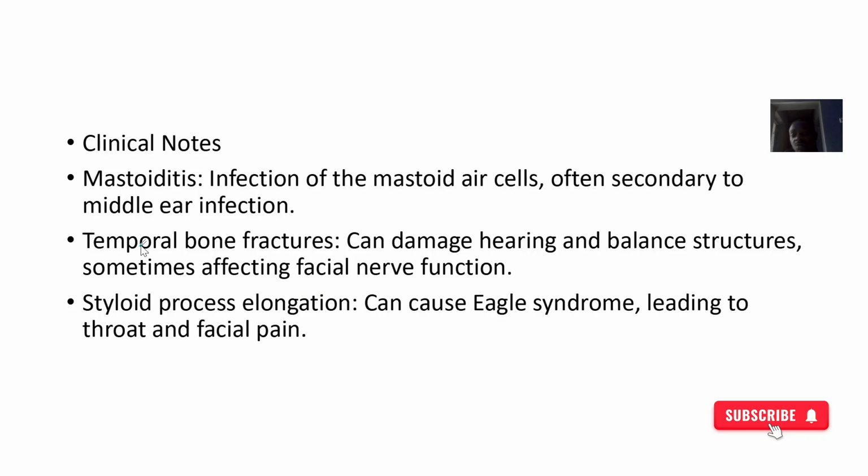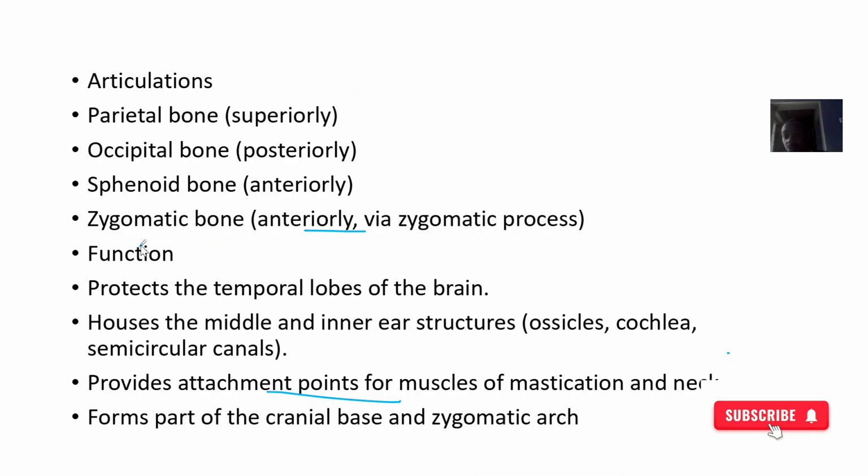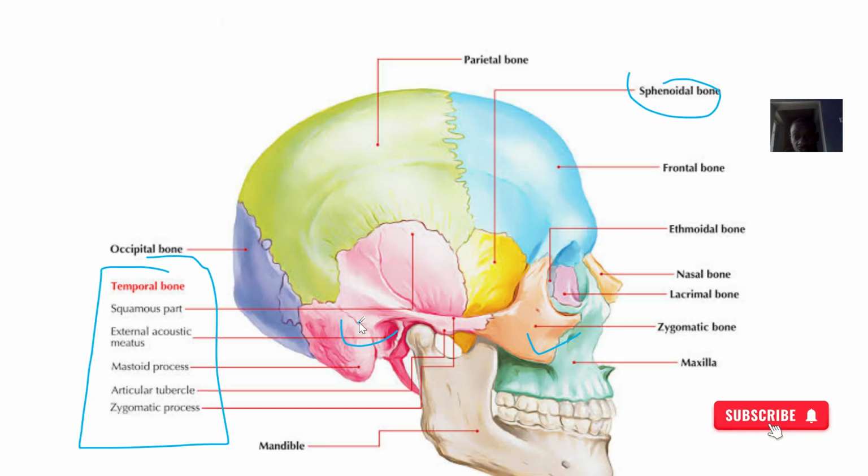You could have the temporal bone fractures, which is fractures of this bone at any point. Then also the styloid process could be elongated too much, which is one condition which is known as the eagle syndrome. We get to talk about all these things in the next lectures to come.